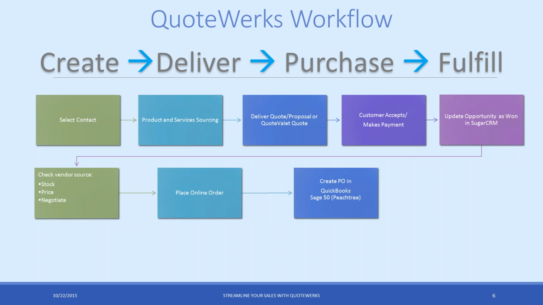If any of you not in IT want to create the PO in QuickBooks or Sage 50, we do support that for you as well. So basically, you'll just be creating a purchase order document outside of those systems. We'll actually input it into those systems for you automatically. And then finally, you'll be able to track the order to delivery and fulfillment.